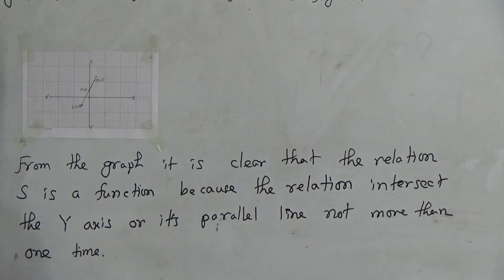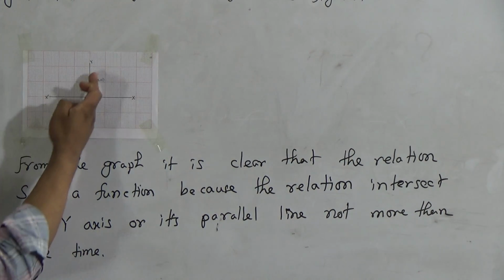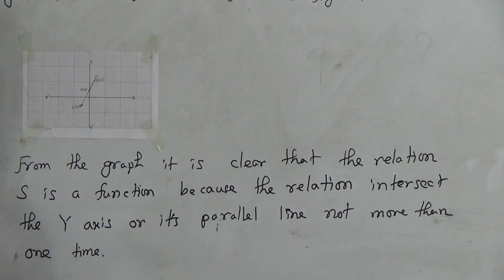My dear students, I hope you have understood. This line intersects the y-axis or the parallel of the y-axis not more than one time. That is why this line must be a function. That means this relation must be a function.